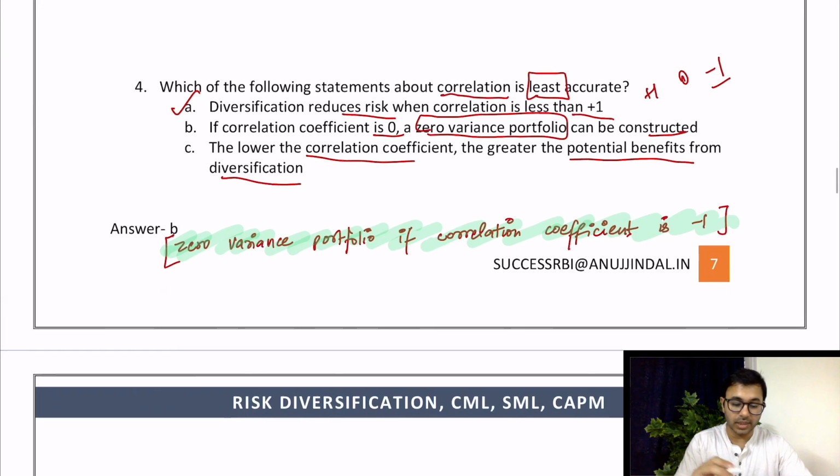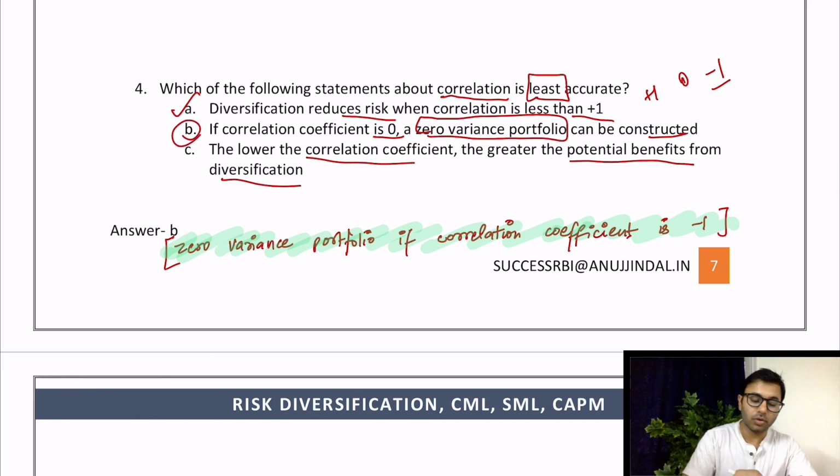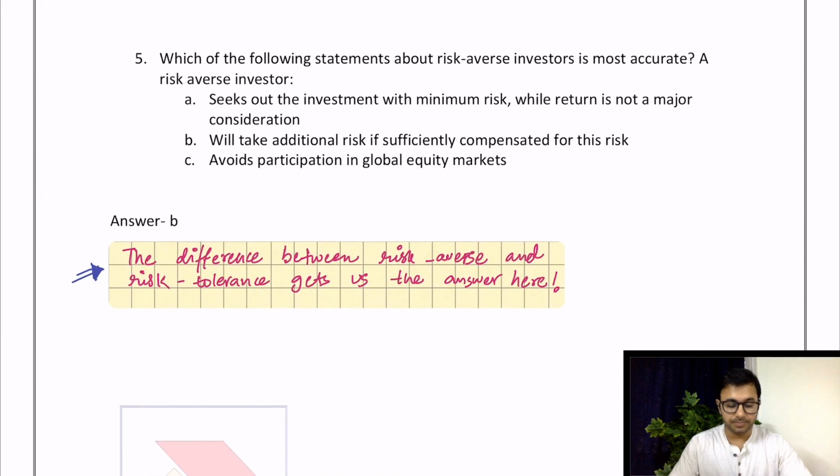And the third one is saying the lower the correlation coefficient, the greater the potential benefits from diversification. If the correlation is -1, your risk becomes 0, so your diversification is completely perfect. But at the same time, your returns are also going down. Okay, so the correct answer here, or the least accurate answer here, is B.